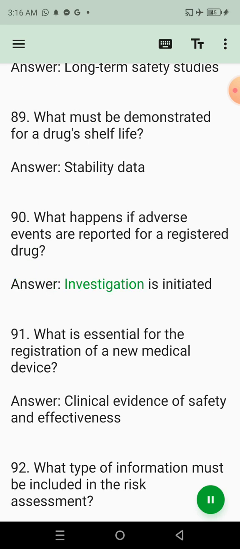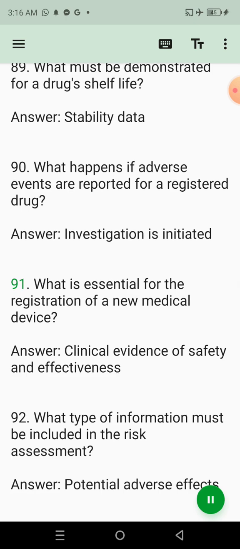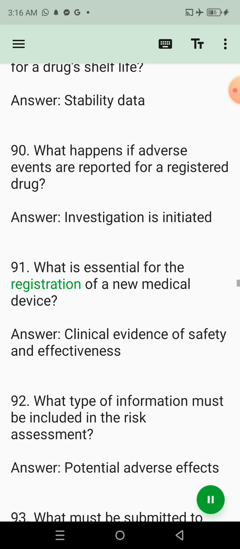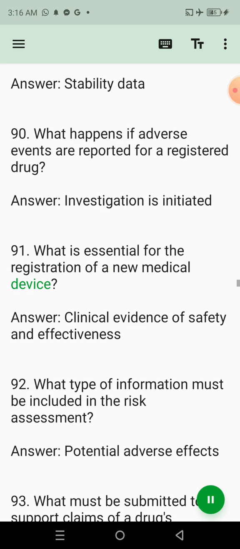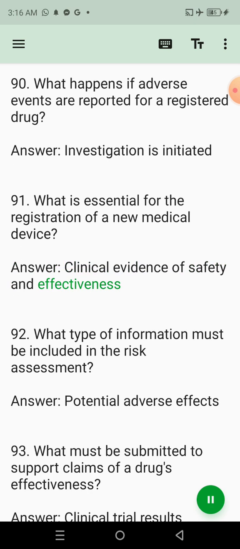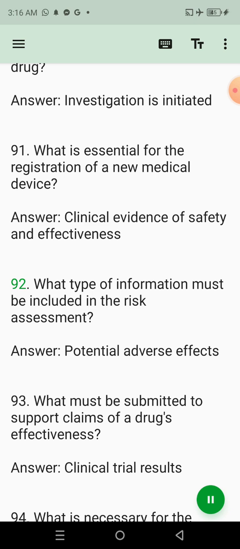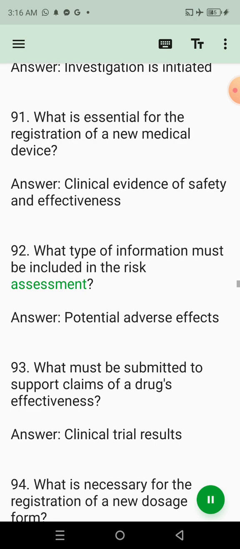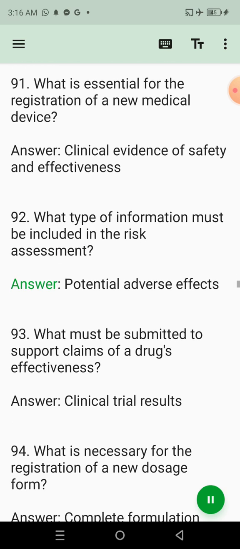Answer: investigation is initiated. 91. What is essential for the registration of a new medical device? Answer: clinical evidence of safety and effectiveness. 92. What type of information must be included in the risk assessment? Answer: potential adverse effects.